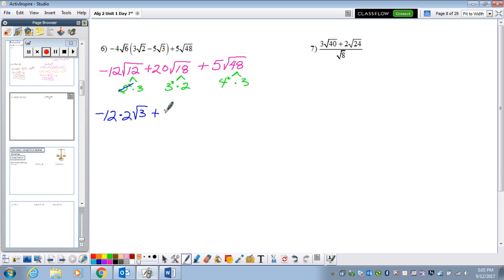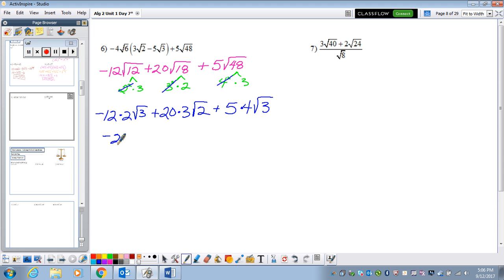Plus, don't forget this 20 comes along for the ride. The square root of 3 squared is 3, so I bring that outside to be multiplied by the 20. And I leave behind the trash, the square root of 2. Bring the 5 with it. The square root of 4 squared is 4. And I leave behind the square root of 3.